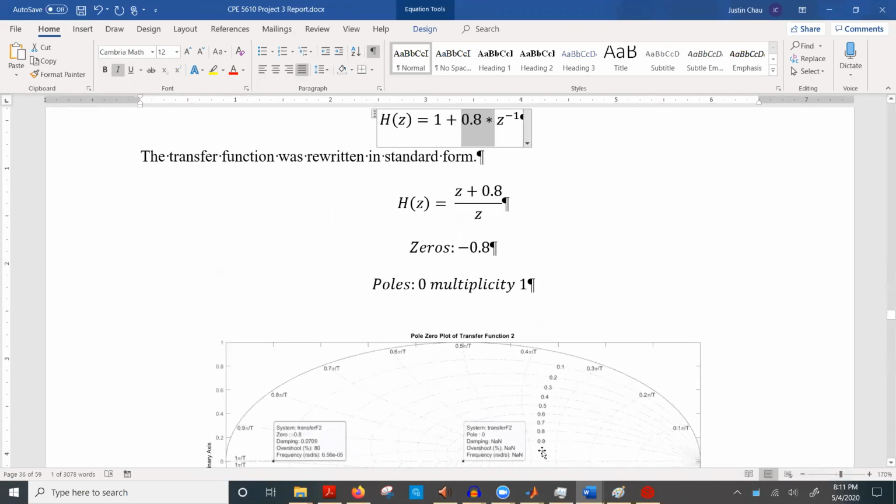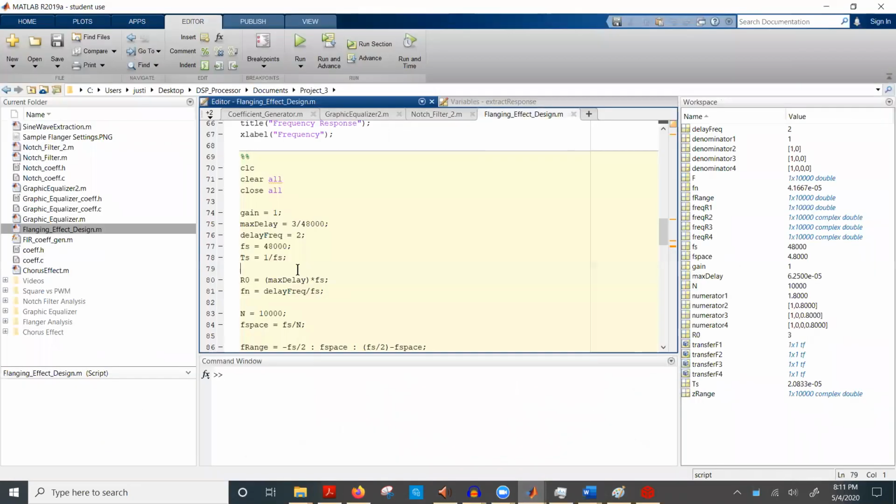It's tiny. See if I can zoom in. Actually, better yet, let me just run this. Let's run this in MATLAB real quick.